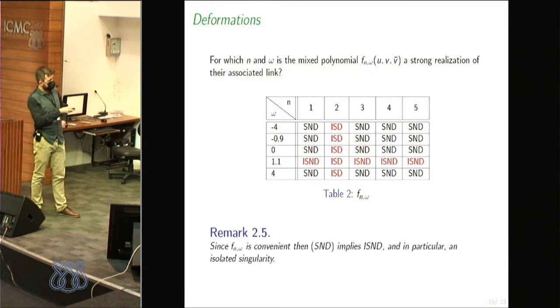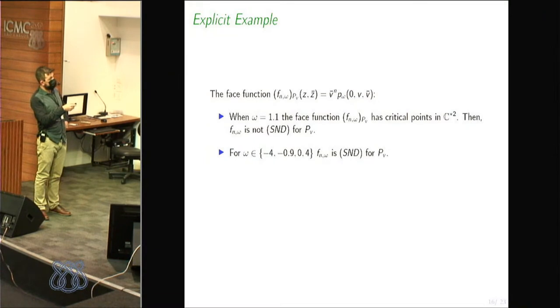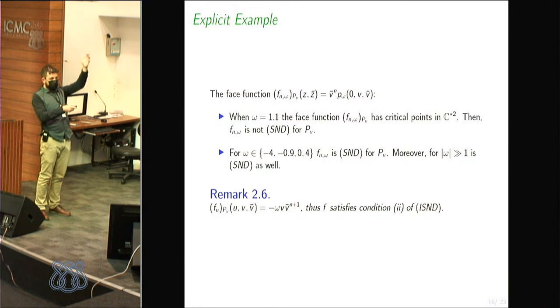The first thing that I would like to tell you is that this phase function, with respect to one set of vertices, has problems when we consider omega 1.1, because this phase function has critical points. Then the system of the singular set of the phase function has solutions close to the origin, so the function is not strongly non-degenerate, okay? But we can use the phase functions given by the equations that define the singular set, and we can see that for this, F satisfies condition 2.